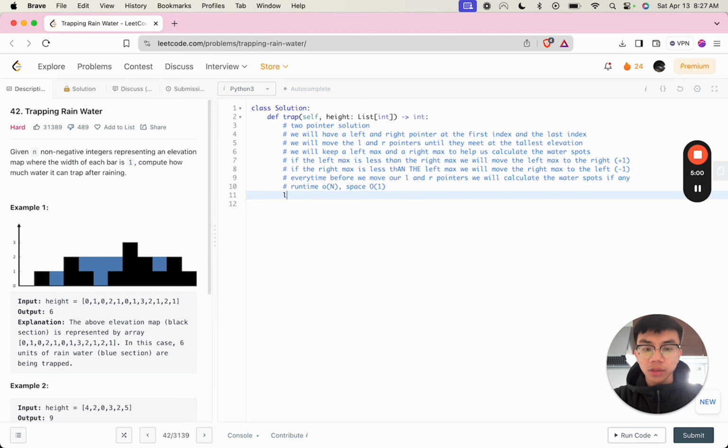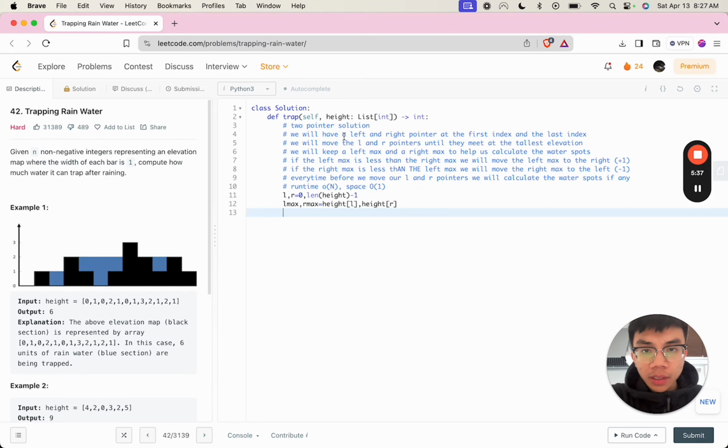So we will start the coding. Left and right pointers, 0 and 0, left max, right max. We will initialize it to the height of our left pointer and the height of our right pointer. And our right pointer is not 0, the index is actually going to be the last index, so the length of height minus 1. Okay, we have the left and right pointers, and we have the max values.